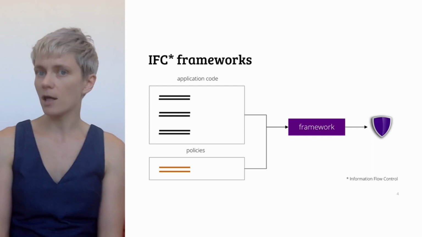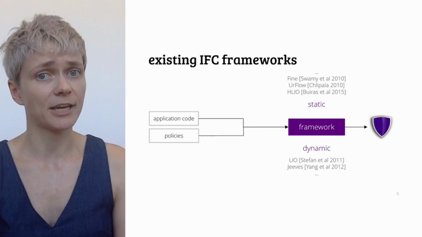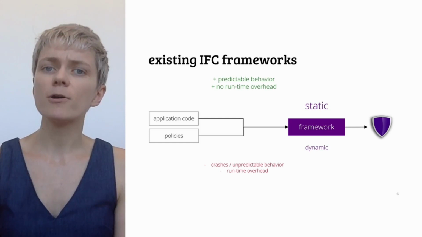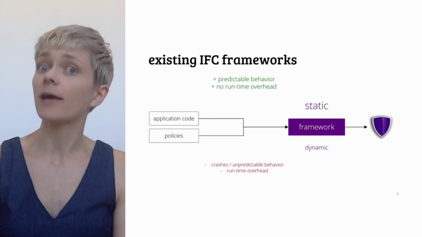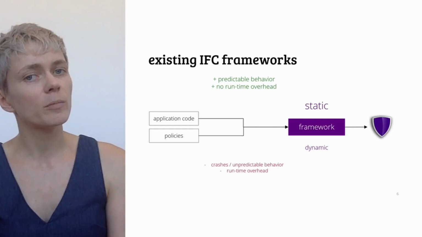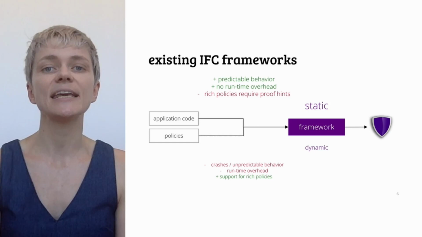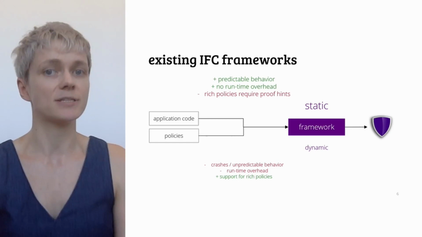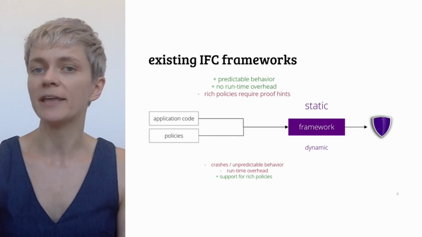IFC frameworks come in two flavors, static and dynamic, which have complementary strengths and weaknesses. In this work, we will focus on static techniques, which ensure absence of leaks once and for all at compile time, hence avoiding surprise failures and performance overhead at runtime. On the flip side, existing static techniques are unable to handle rich policies that modern applications need. Or if they can, they require programmers to provide proof hints to verify absence of leaks.